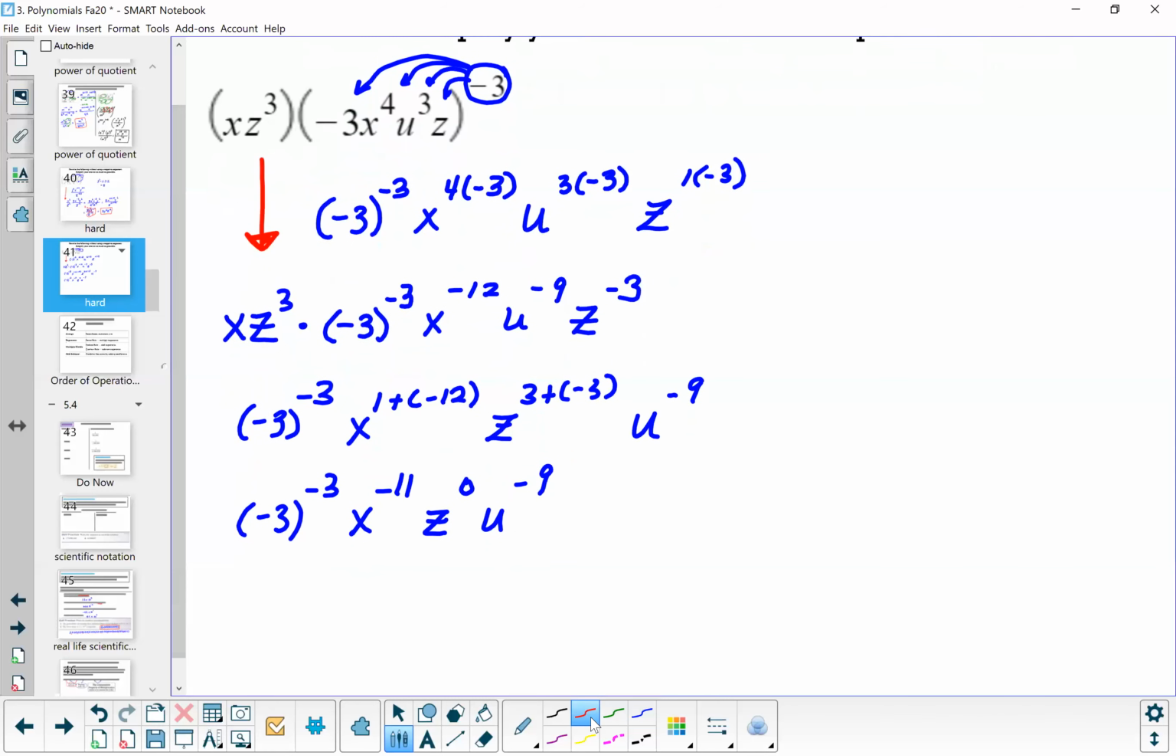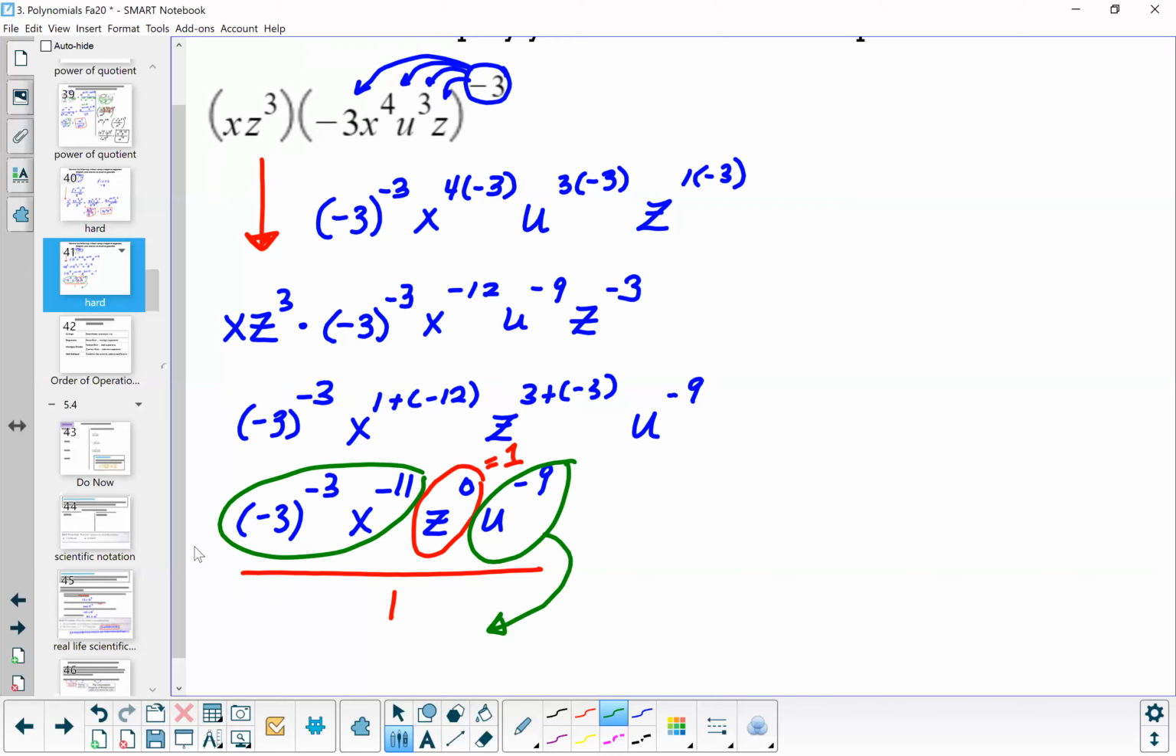All right, so we remember that z to the 0 equals 1. And I'm going to put this over 1 because now we know that everything that has a negative exponent, we are going to take across the fraction bar into the denominator so that we can write our answer with a positive exponent. So we have here 1 in the numerator, and then in the denominator we have parentheses around -3, close parentheses, cubed, times x to the +11 times u to the +9th power.